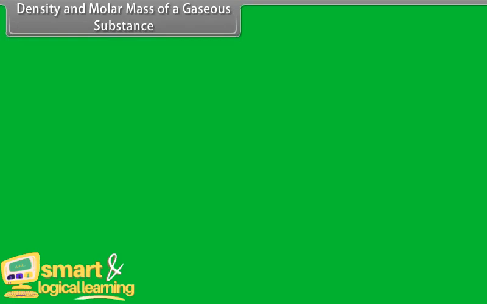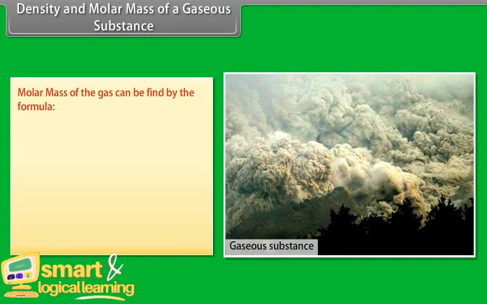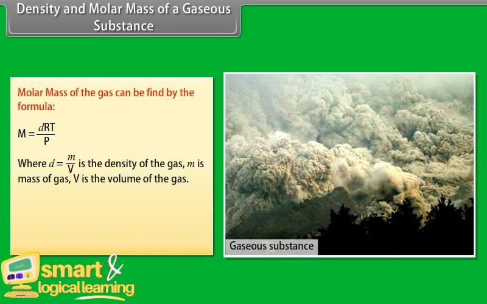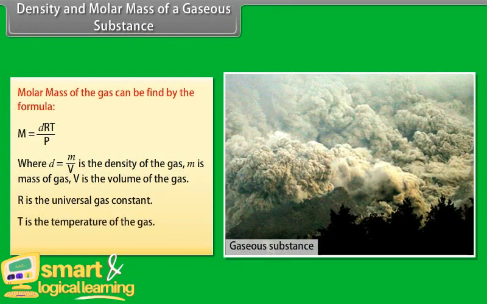Density and molar mass of a gaseous substance. The molar mass of the gas can be found by the formula M is equal to D into R into T by P, where D is equal to M by V is the density of the gas, M is the mass of the gas, V is the volume of the gas, R is the universal gas constant, T is the temperature of the gas, P is the pressure of the gas.